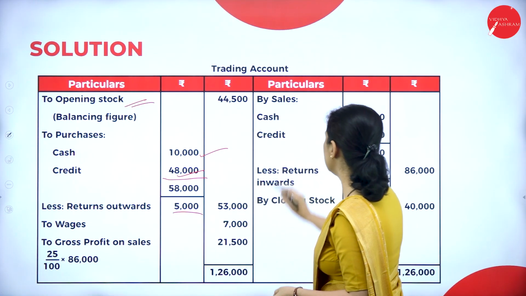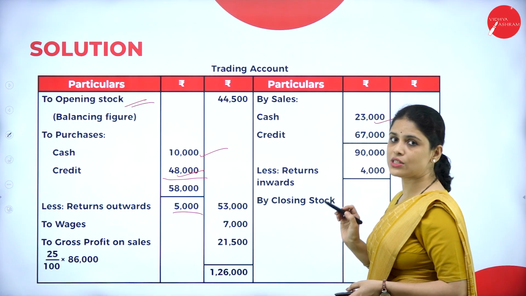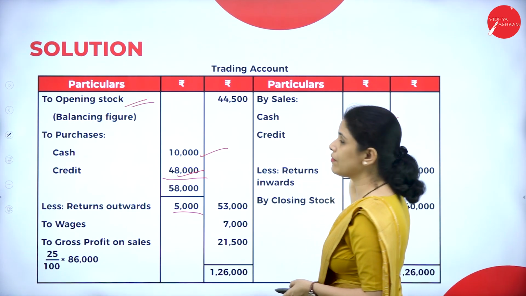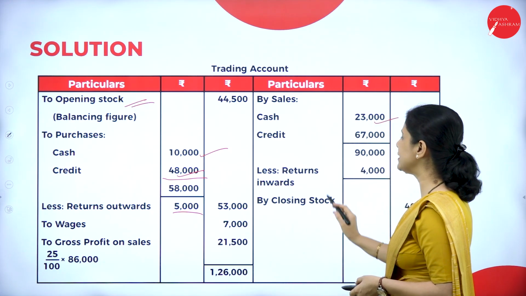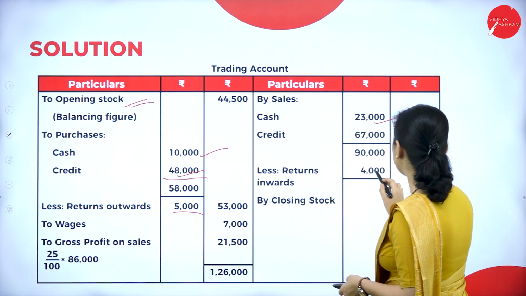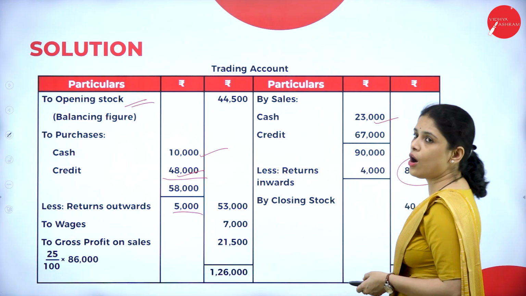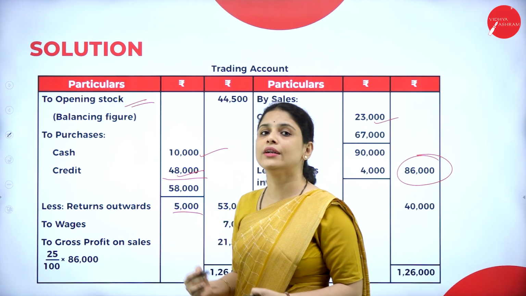Wages is 7,000. So here, by sales, cash sale is given in the problem, that is 23,000. Credit sale we already calculated, 67,000. Total will be 90,000. From that, we will deduct return inwards 4,000. This is the net sale. How much is that? 86,000. Why we will use it? Use to calculate the gross profit.